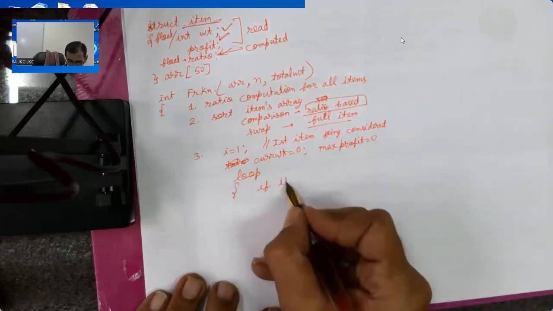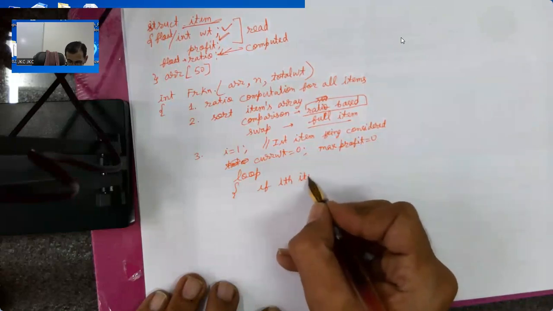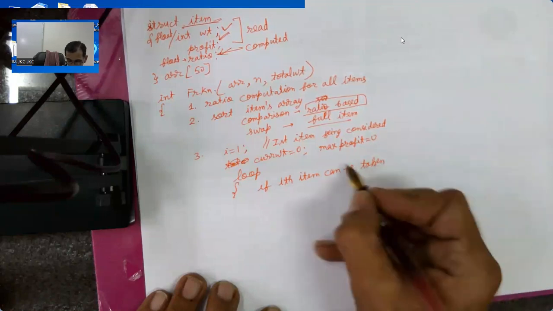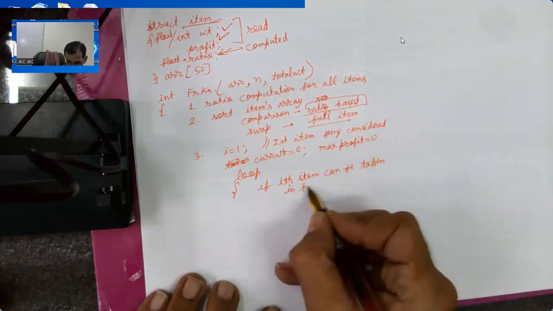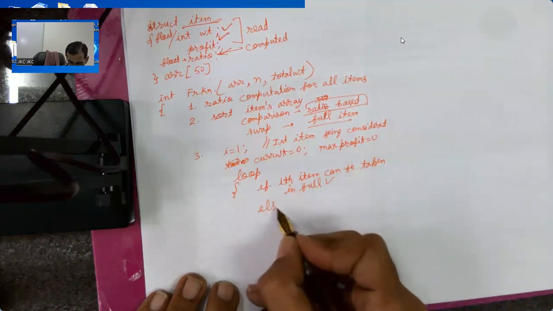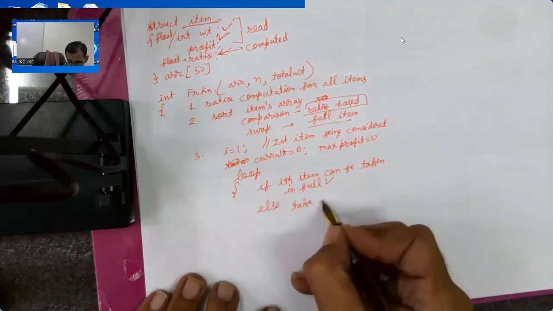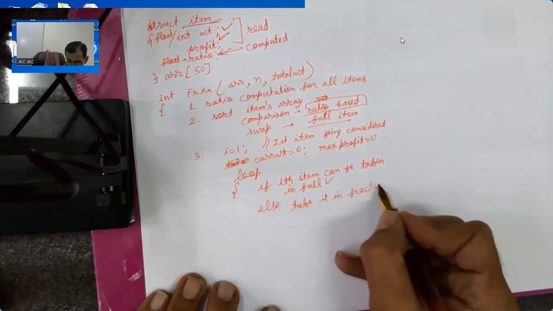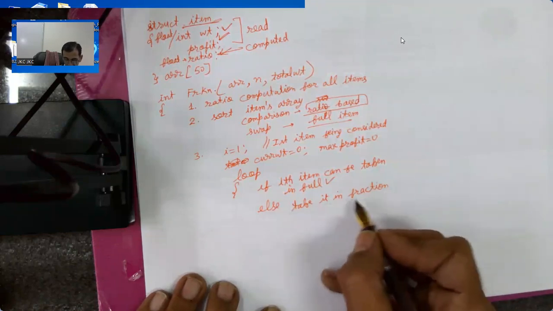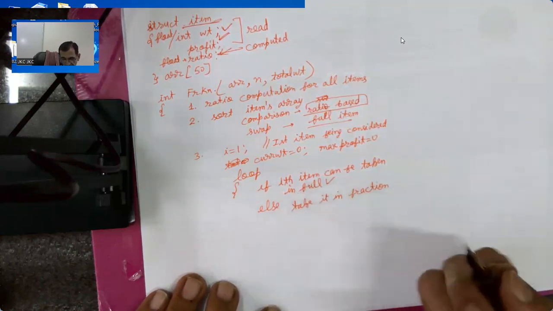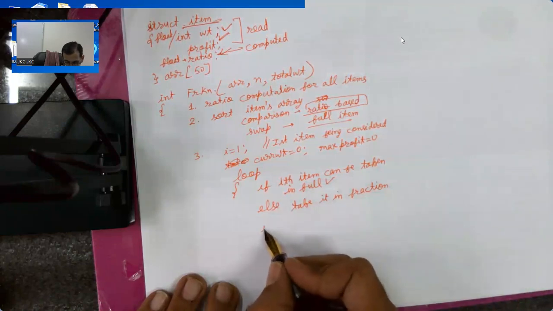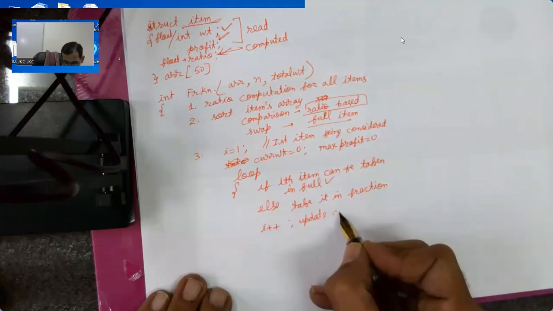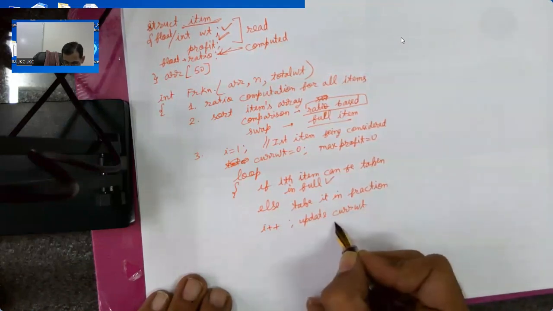Then I have to loop and decide each item. If the ith item can be taken in full, go for it. Else, take it in fraction. And accordingly, you have to stop. The last item might not be taken in full. If the item is possible to be taken in full, that is the best choice. Otherwise, take it in fraction. Then i++. Update all the corresponding current weight and maximum profit.